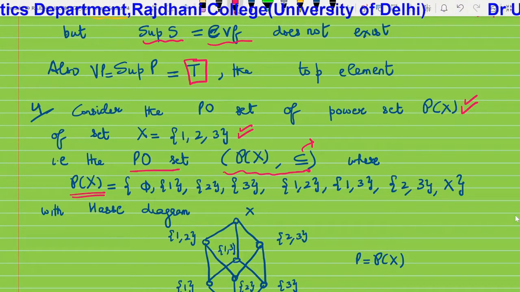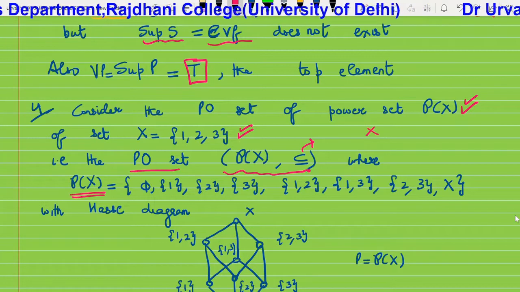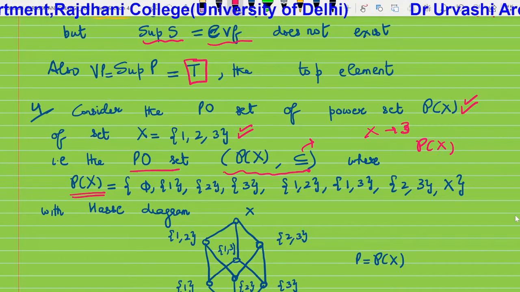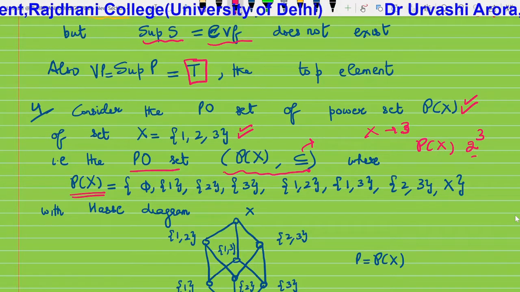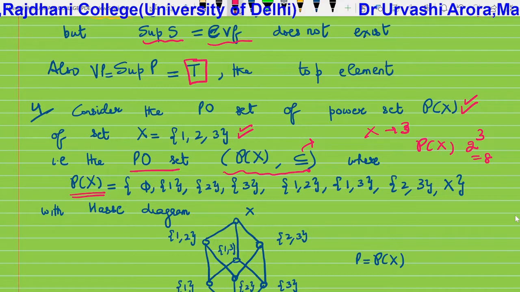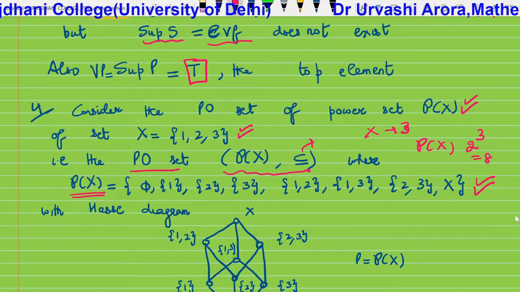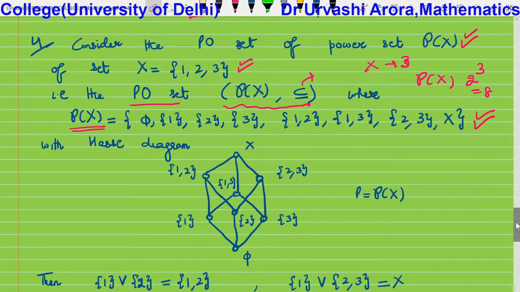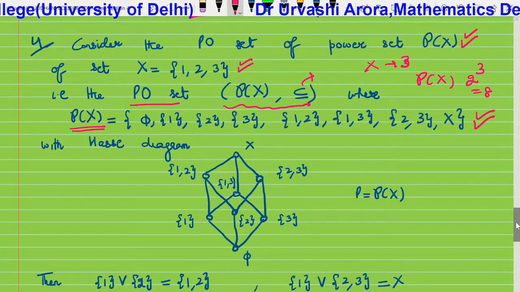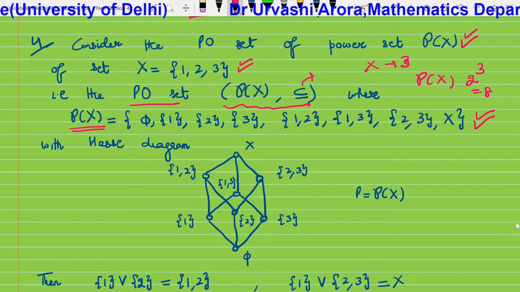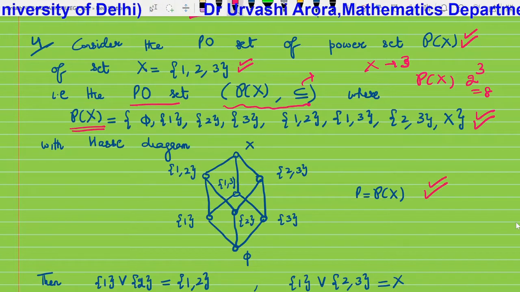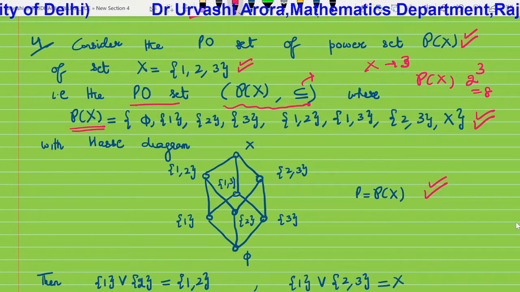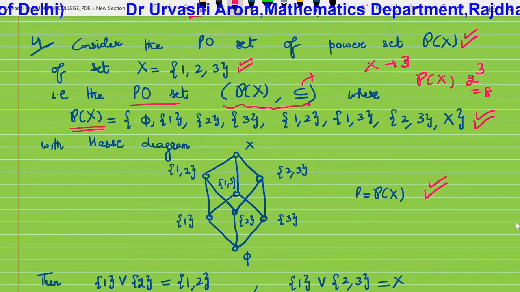Because X has 3 elements, the power set of X has 2 to the power 3 elements, which is 8 elements, and these are the 8 elements which are listed. This PO set has been considered many times in my earlier videos, so I discuss it with every concept. So I discuss it with this particular concept also, and this is how the Hasse diagram of the power set of X looks, which we have also discussed when we were discussing Hasse diagrams in the earlier videos.